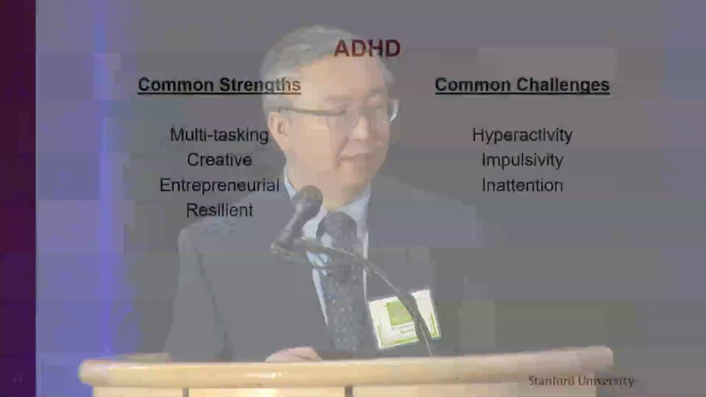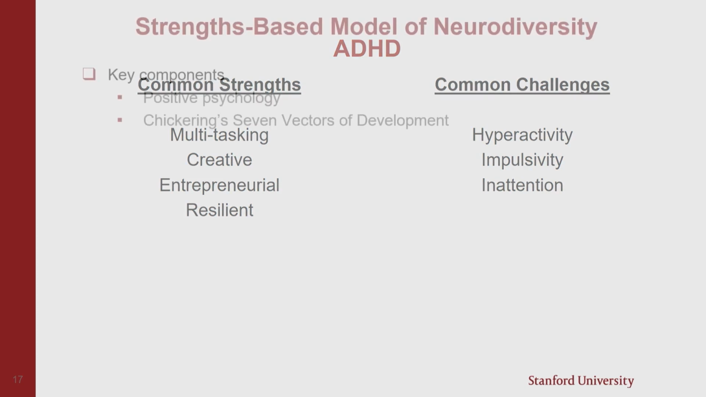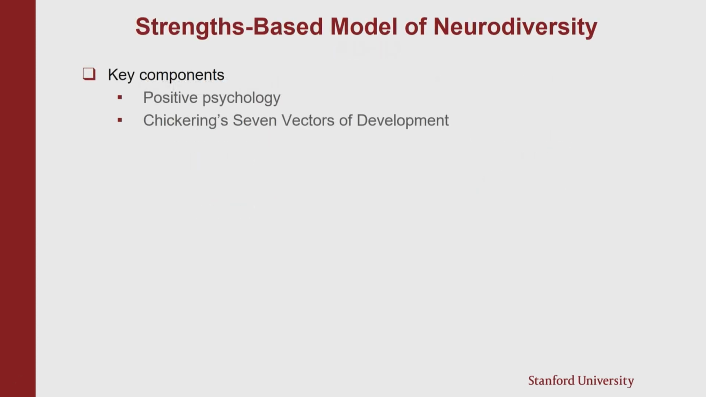So the next thing is ADHD. Common challenges are the definition of ADHD, and common strengths are multitasking, creativity, entrepreneurial spirit, and they are quite resilient. So to practice the strength-based model of neurodiversity, we consider two components.